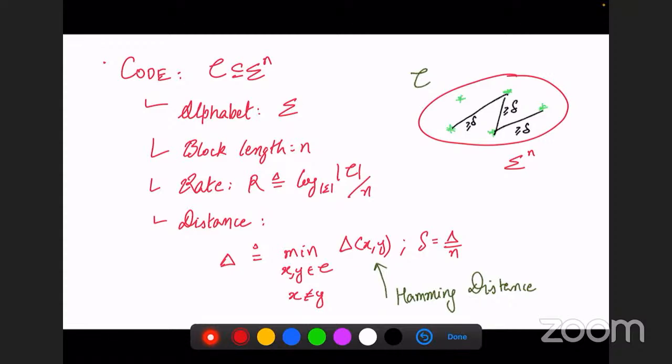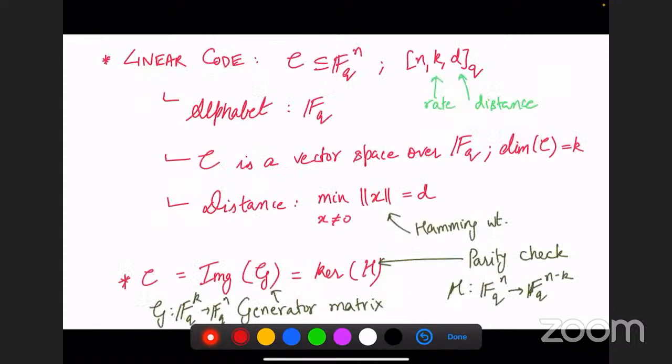And the distance of the code is the minimum distance between any two strings in the code. So the minimum Hamming distance: you look at the coordinates where x and y differ, and the number of such coordinates is the Hamming distance between x and y. Sometimes I'll use the symbol little delta to refer to the fractional distance of the code. In general, we will only be dealing with linear codes. These are codes which further enjoy the property of being a linear space over the alphabet. So in this case, the alphabet is a finite field F_q, and the collection of points that we are interested in is a vector space over F_q of dimension k.